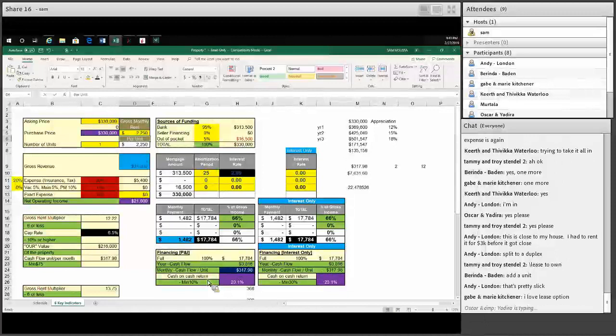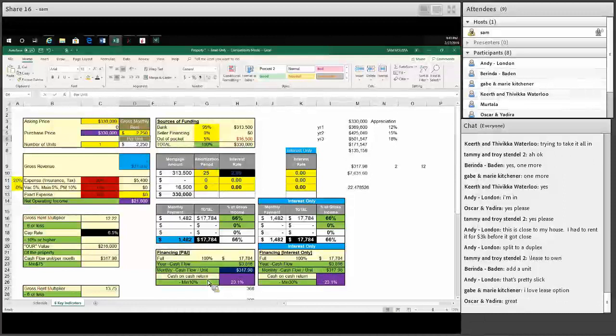We turned it into a rent to own. We took away the vacancy, maintenance, and property management. The purchase price is still exactly the same. Again, we haven't changed the purchase price. We've changed the structure. We made this into a rent to own, and look what happens. We're making $317 a month. Our cash on cash return now is 23%.